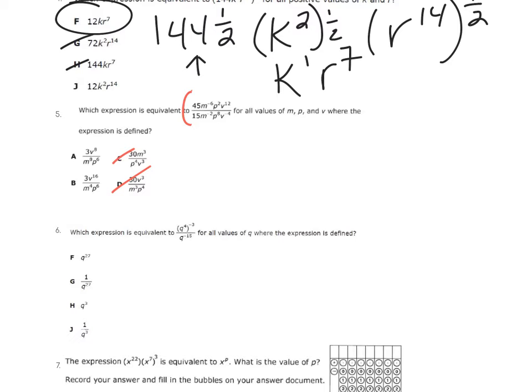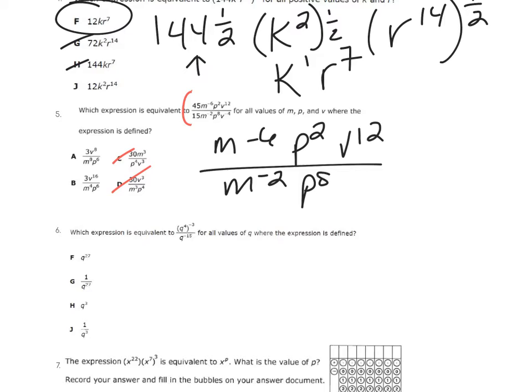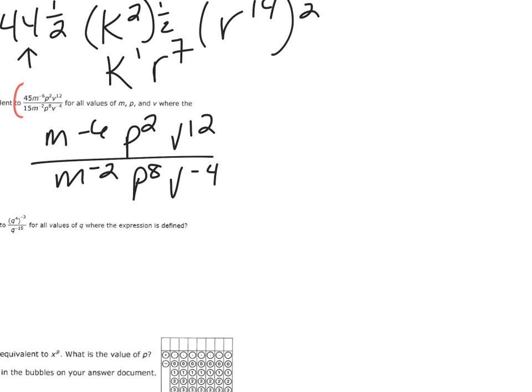So we have m to the negative 6, p to the 2, v to the 12, over m to the negative 2, p to the 8, v to the negative 4. Now, it's division, so you could subtract your exponents, but then you have to remember to do negative 6 minus negative 2. So that's one option. I tend to go through and take care of all my negative exponents first. So this is what I would do, and then we'll do it the other way as well.